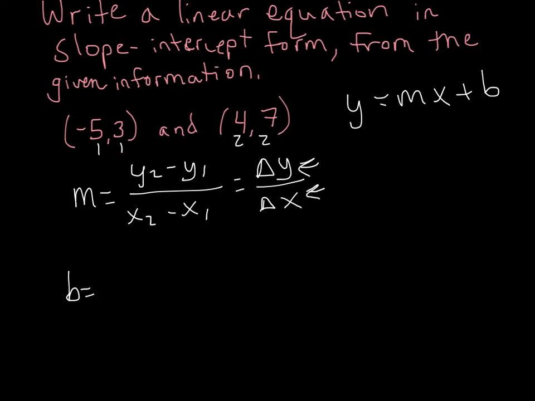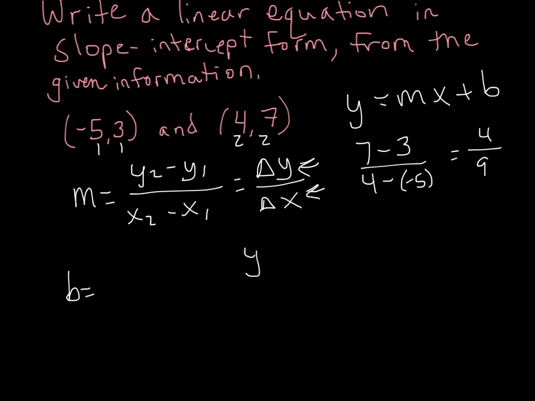So my y2 value is 7, and my y1 is 3. And as long as you're consistent, it doesn't matter which is 1 and which is 2. So 4 minus negative 5. And so I'm going to get 4 over 9, because 4 minus negative 5 is 4 plus 5. So my slope must be 4/9. But to figure out what the y-intercept is going to be, I'm going to use a nice form. I'm going to use point slope form.